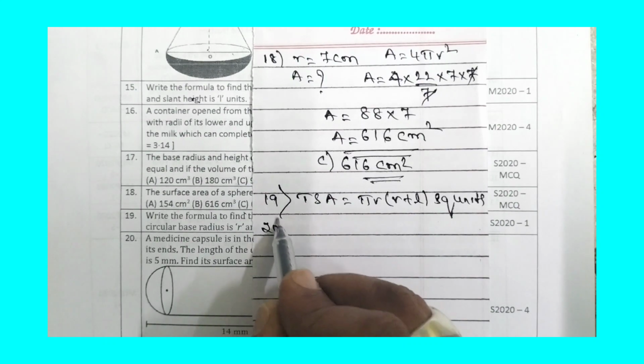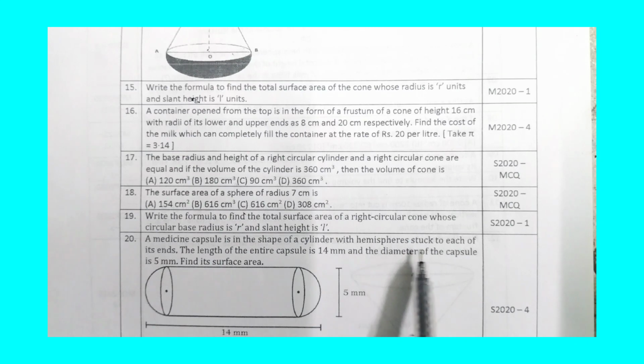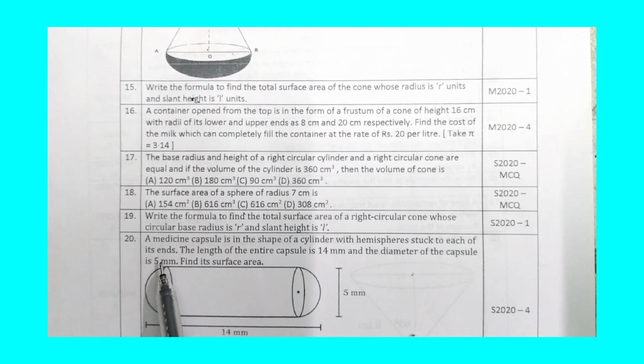So now let us move to the 20th question. In the 20th question, he told that a medicine capsule is in the shape of a cylinder with a hemisphere stuck to each of its ends. The length of the entire capsule is 14 mm and the diameter of the capsule is 5 mm. Find its surface area. So now let us find out the surface area of this question.